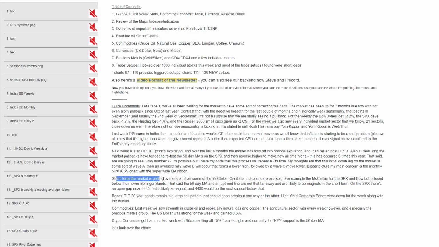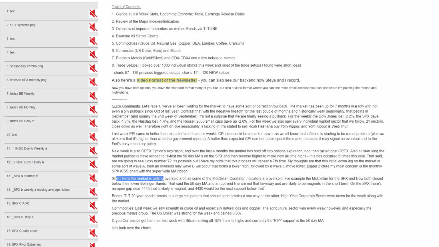Short term, the market is a little bit oversold here. A couple of the McClellan oscillator systems closed below the lower Bollinger Bands. But that doesn't mean you can't have 2 or 3 day closes below those. All right, so we are a little oversold short term, but again, we could just go lower here in the short term.